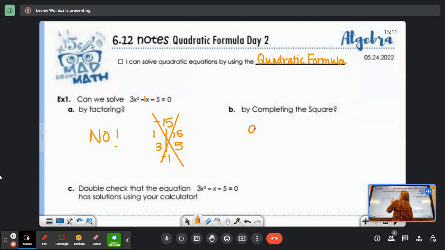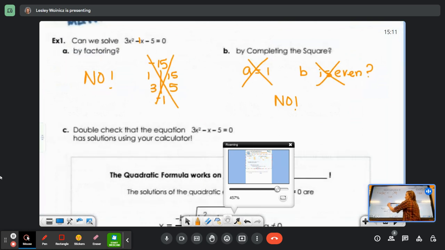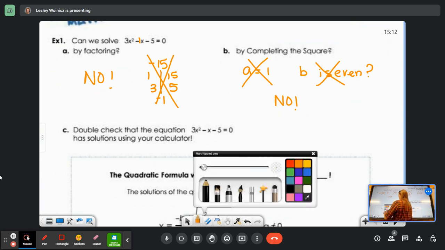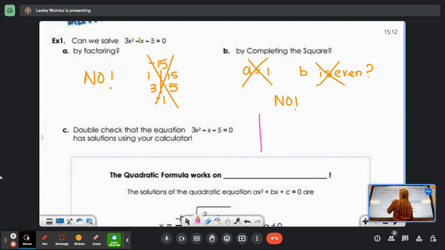Well, what about completing the square? Is our A value 1 with an even B? No, our A is 3 and our B is way odd. So this one's a no also. Before we go and say something rash, like there's no solution, we should probably check on the calculator to make sure whether we have solutions or not. So go ahead and make your 0 a y and put this in the calculator and see if it crosses the x-axis at all.